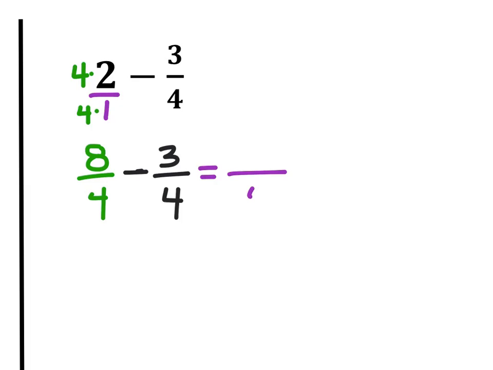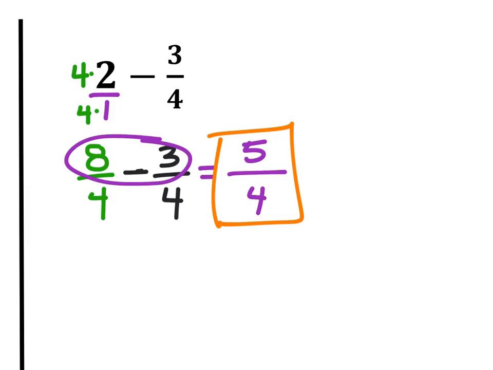And again, we're dealing in fourths, but I would look at this as 8 minus 3, which is 5/4. Now again, I would keep the answer like this. If you wanted the mixed number, of course you got 1 and 1/4, right?